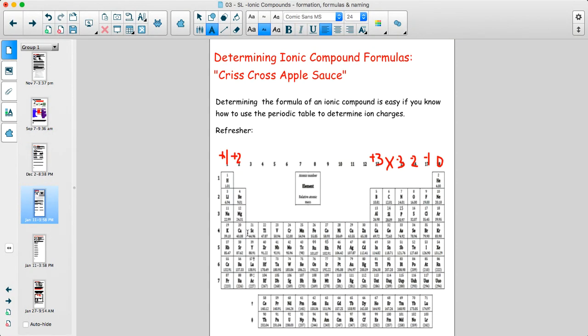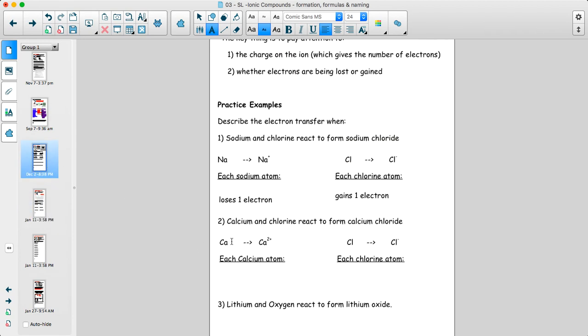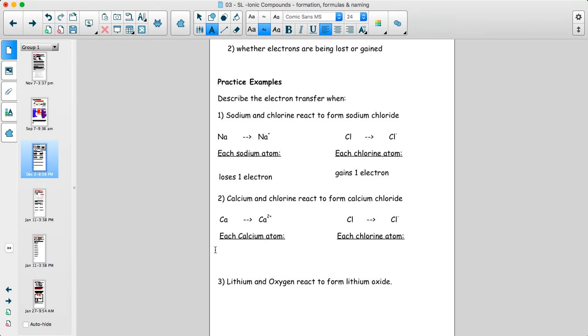If you look at the periodic table, calcium is right here in group 2, so calcium is going to form a +2 ion, and we already did chlorine, it's going to form a -1 ion. So if you look back, that means that when calcium reacts with chlorine to form calcium chloride, each calcium atom, which has no charge, is going to turn into calcium 2+. So that means that each calcium atom loses 2 electrons. Chlorine, as we did before, gains 1 electron.